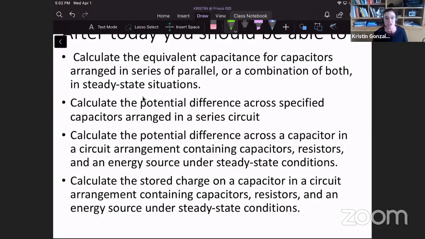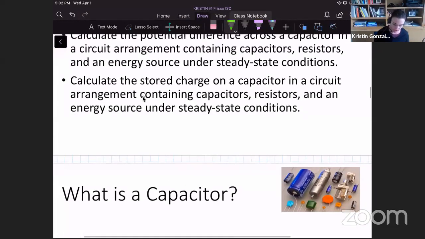You're going to calculate the potential difference across an arrangement that involves capacitors and sometimes resistors. In addition to that, we'll also talk about the current going through resistors that are with capacitors in circuits. And we're also going to calculate the energy that is stored on a capacitor in a circuit. So those are the things we're going to be able to do. Hopefully those things sound familiar to you.